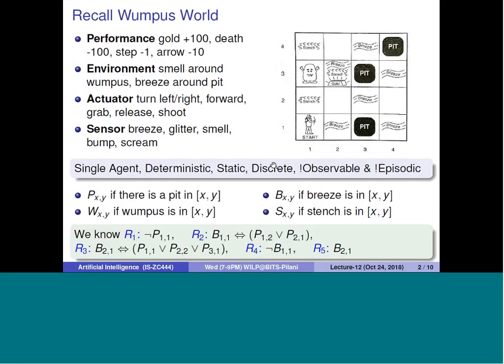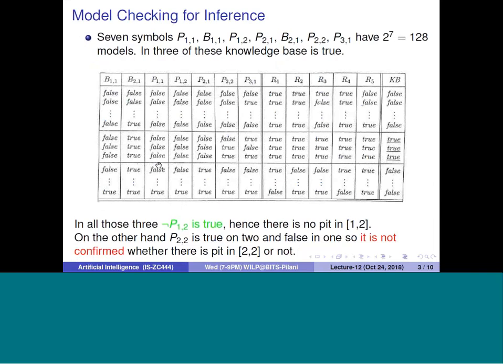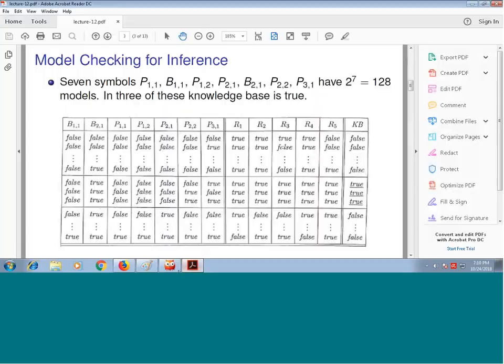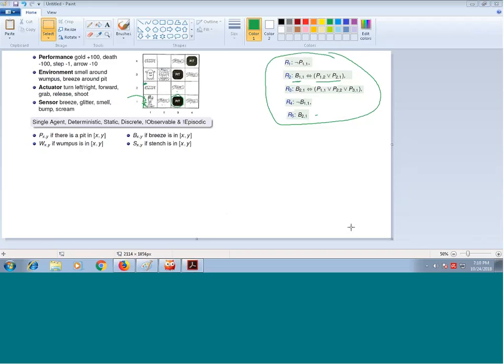Alright, so this is the situation, this is the information we have. How many variables, how many symbols do we have? These are the predicates that we have, but how many symbols do we have? Can you tell me how many symbols we have? You can find out how many symbols we have. Let me just tell you.